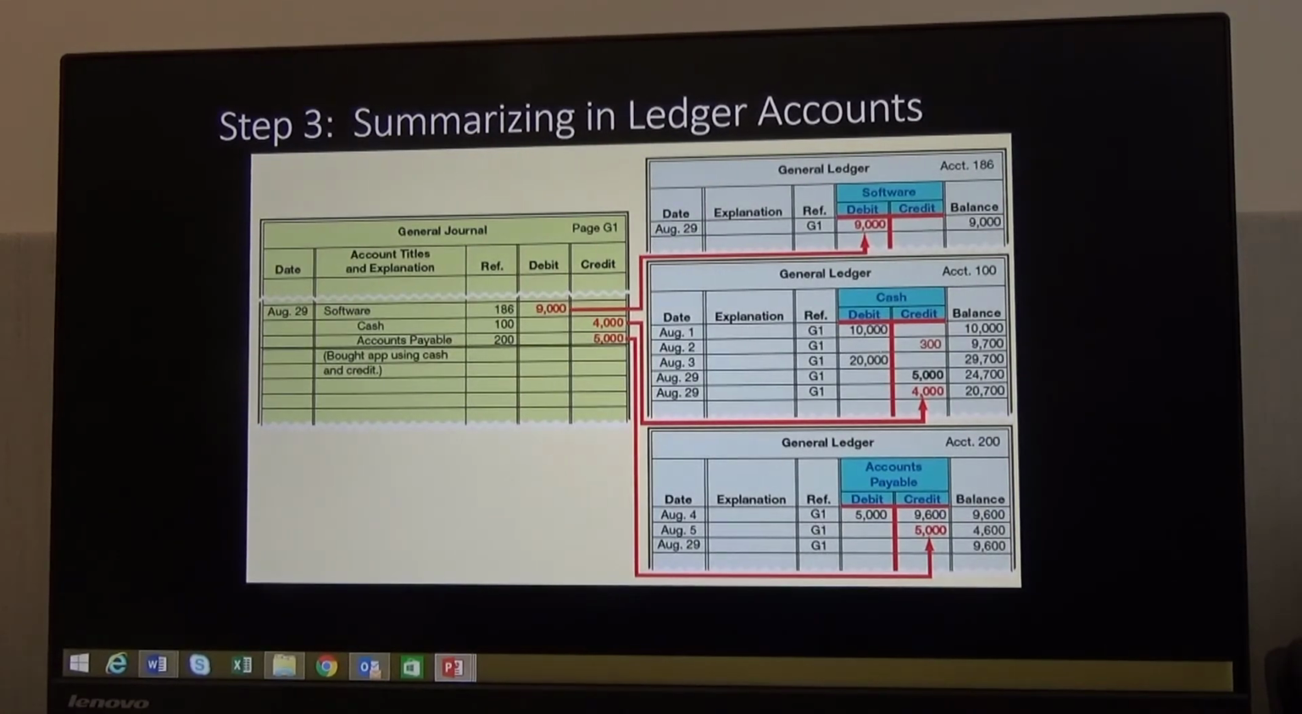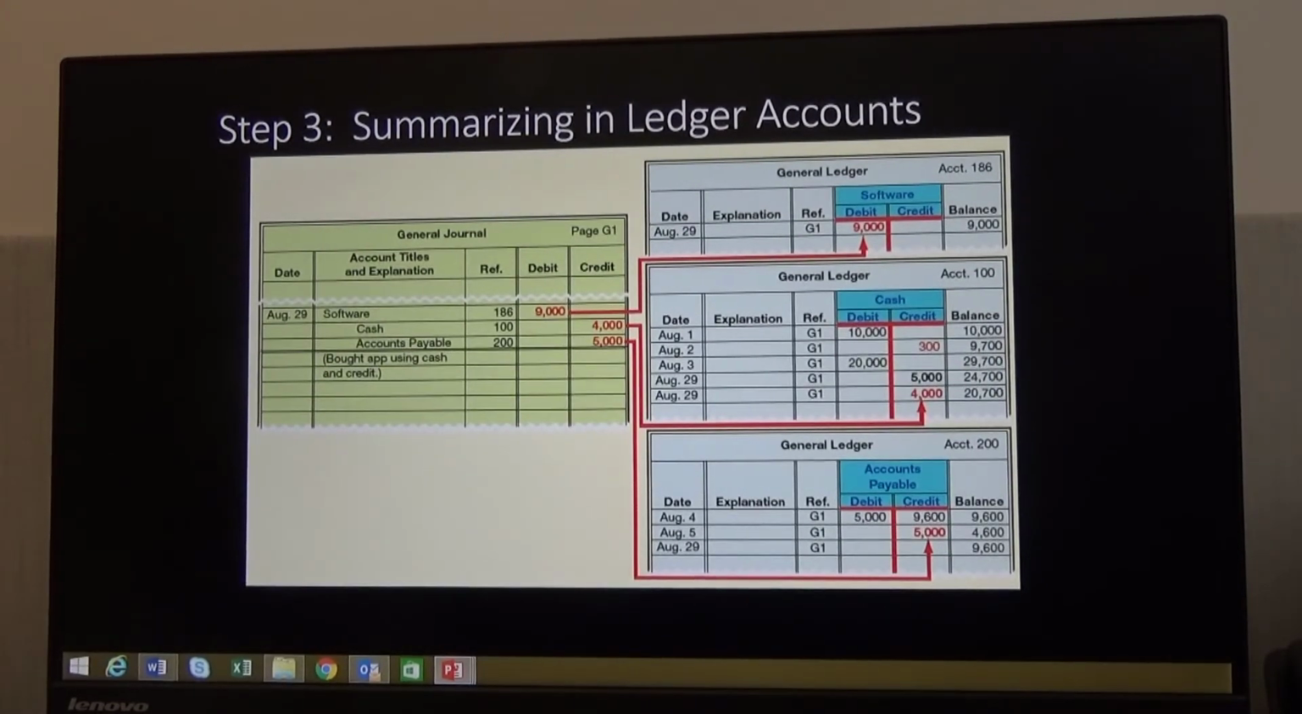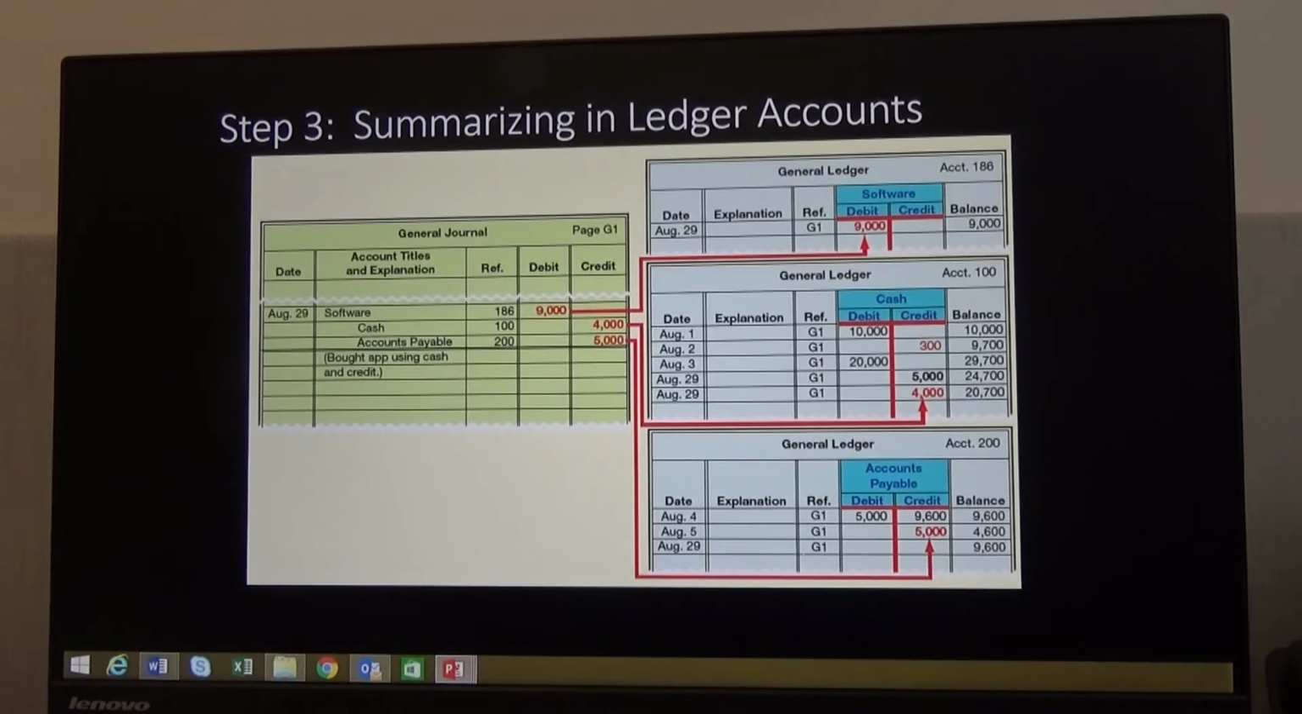Okay, now in this slide, the pictures that you see of the general journal and the general ledger are the formal notations. They're what they used to look like on ledger paper when everything was done manually. And they're similar to what you'll often see on screenshots of general ledger accounting software packages.